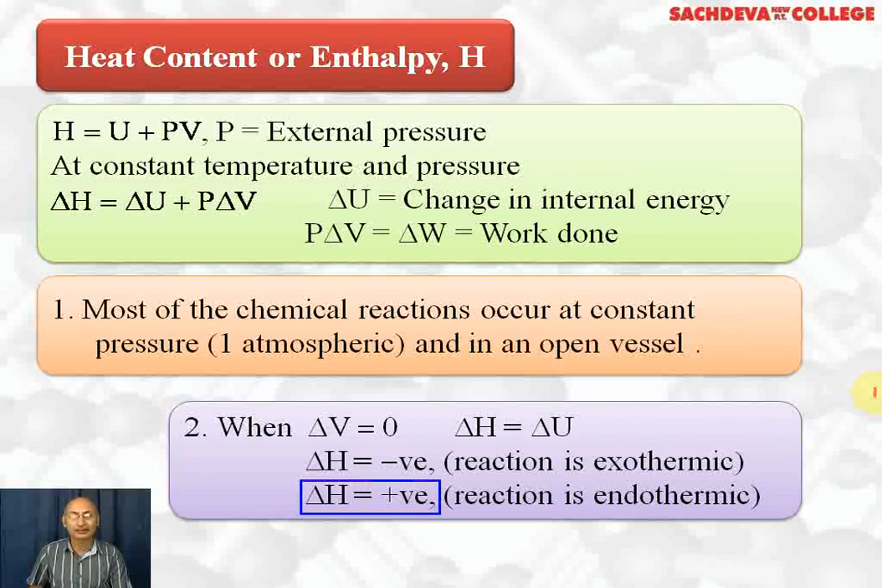Similarly, delta H is positive for an endothermic reaction. Why? Because delta H is equal to Hp minus Hr, and in an endothermic process, Hp is more than Hr. So delta H is positive in an endothermic process. These are very important to identify whether the given reaction is exothermic or endothermic.